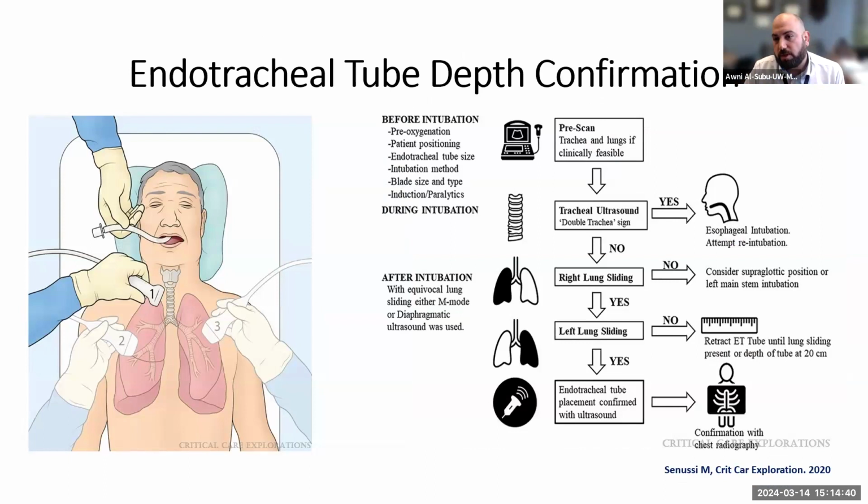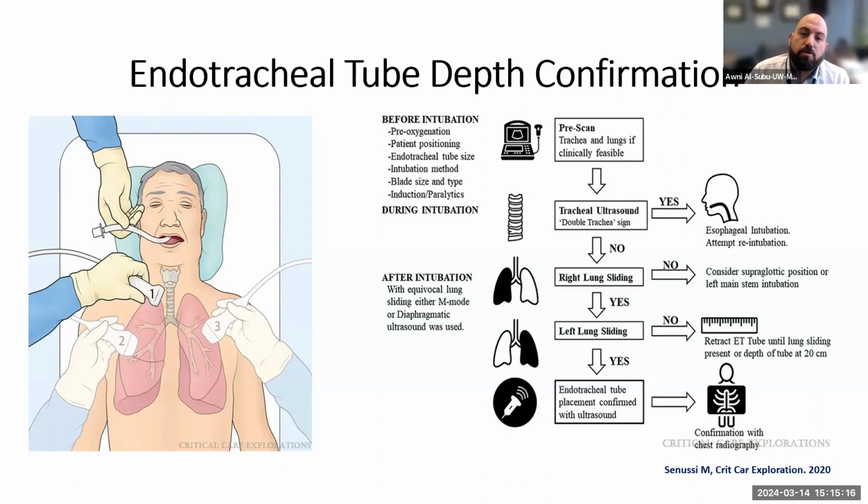The question: we knew that the ET tube is in the trachea. What else can we use it for, or how can we integrate that to confirm the ET tube depth? Senussi and his colleagues in 2020 came up with this nice study protocol. I will show you the results of this in the next slide, but they used it to see, if we follow these certain steps in this protocol, can we confirm ET tube placement? And their protocol is easy.